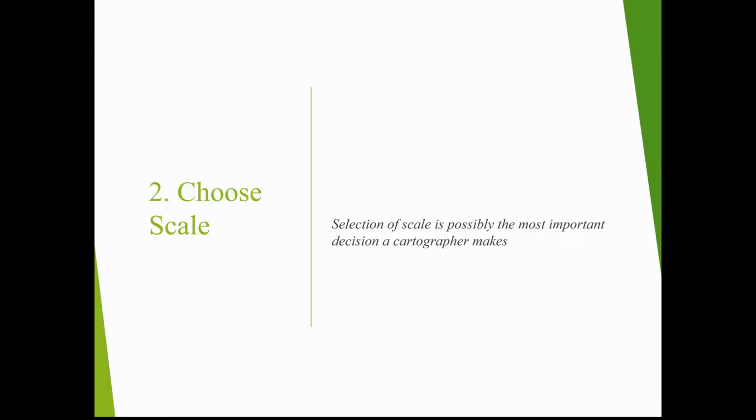The selection of map scale is possibly the most important decision a cartographer makes. For instance, if you choose too large of a scale, the map may be so large that you will need to split it into multiple maps. On the other hand, if you choose too small of a scale, you may not be able to show the amount of detail that you wish to show, as the map will be zoomed out way too far.